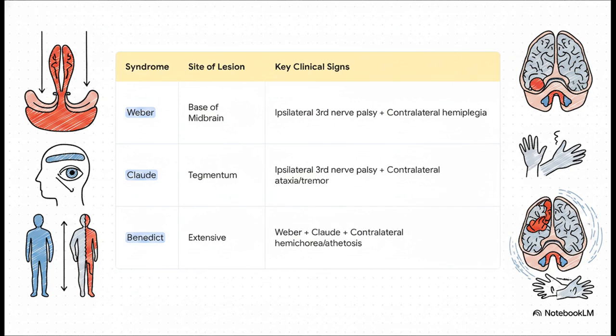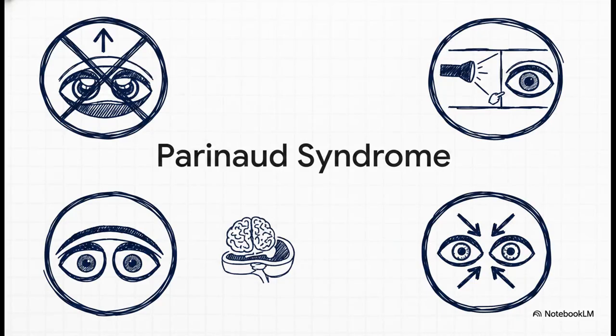And Benedict syndrome, it's basically a bigger lesion that gets you both Weber and Claude, and then adds in contralateral hemichorea because it's also affecting the substantia nigra. Now let's flip around to the back of the midbrain to talk about Parinaud syndrome.